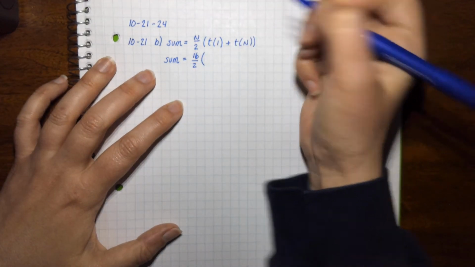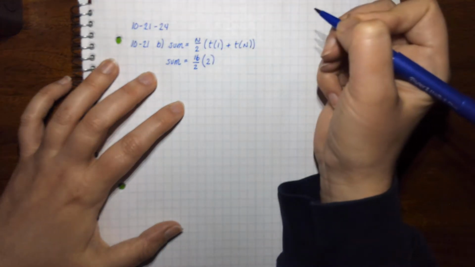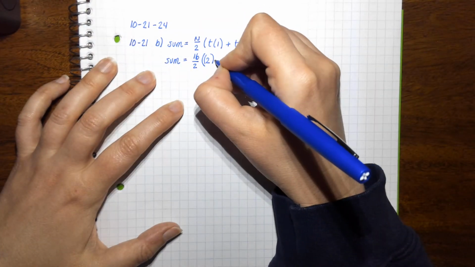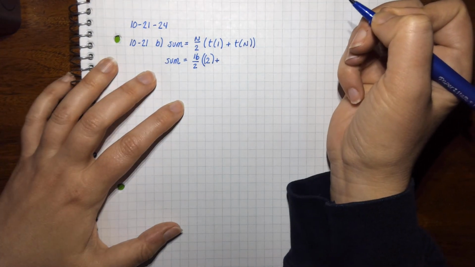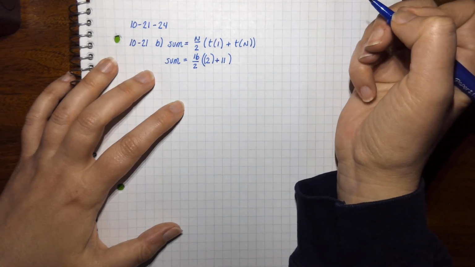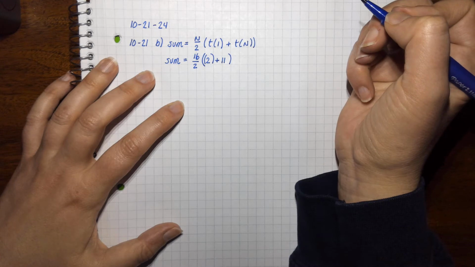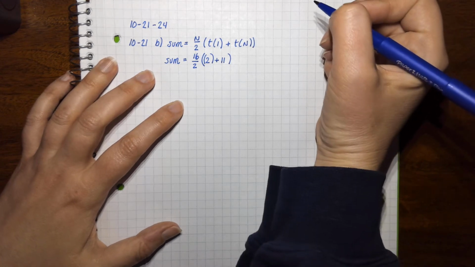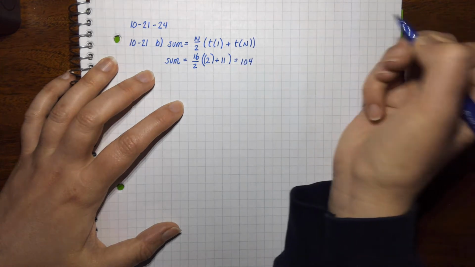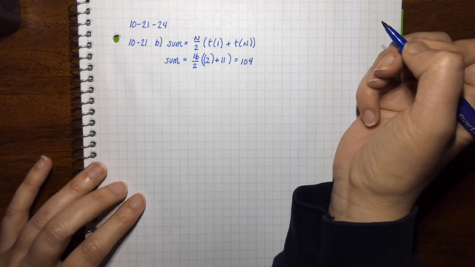The height of the first bar is 2. Okay, we're gonna fix this. Plus the height of the last bar is 11. I don't know why there's extra parentheses. Okay, so that sum is 104.